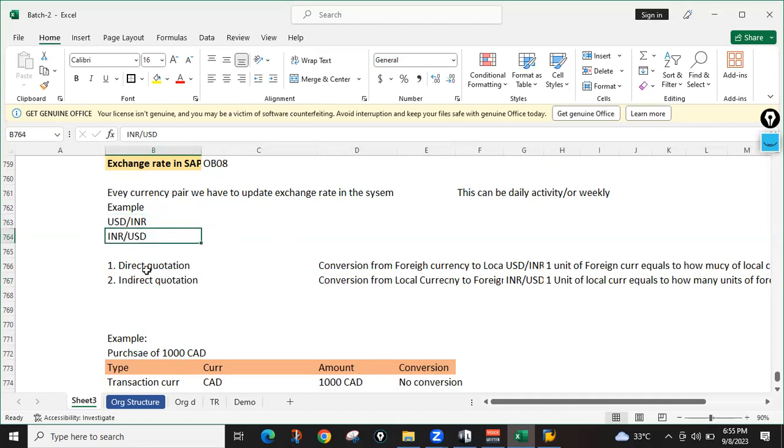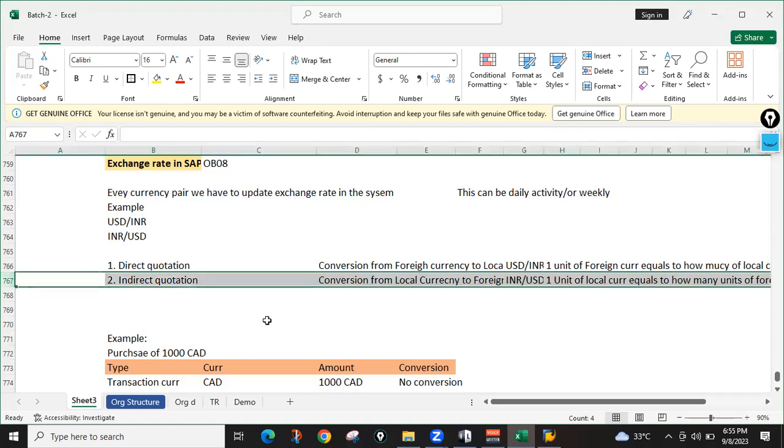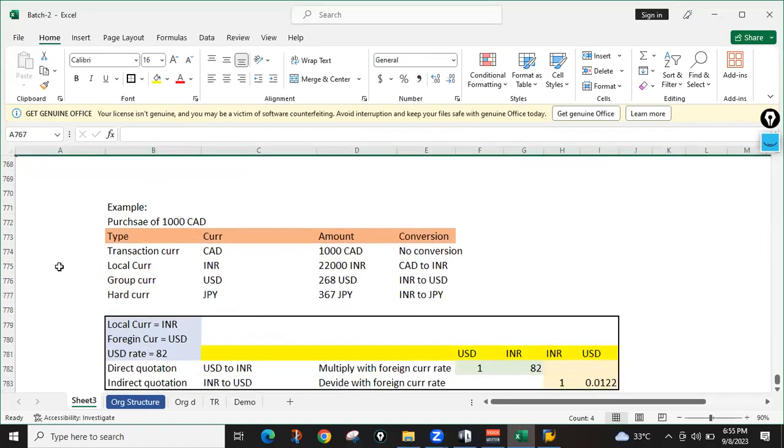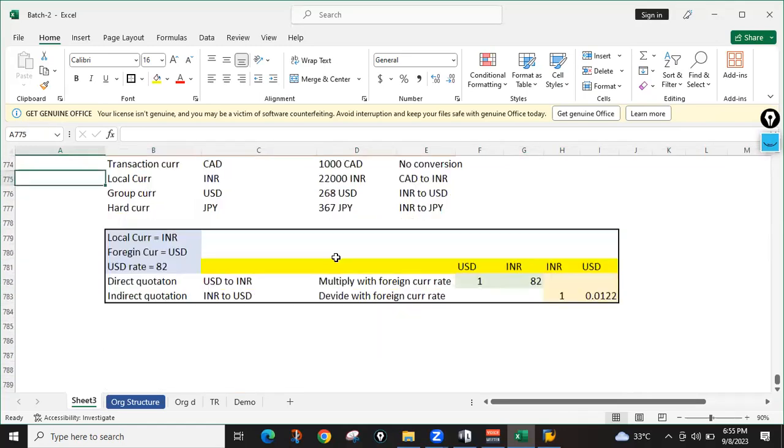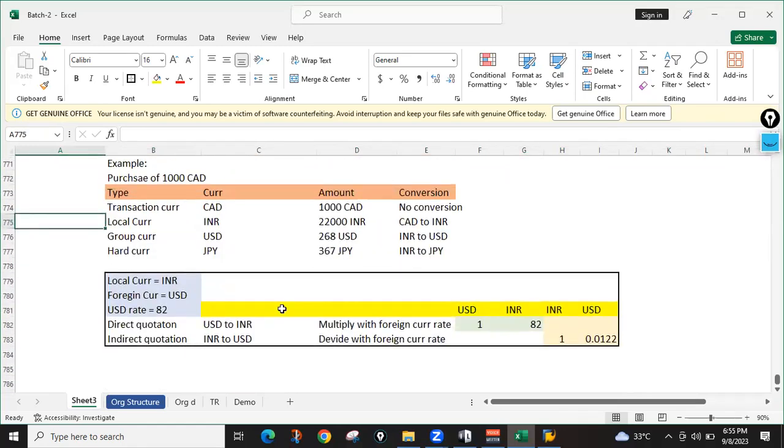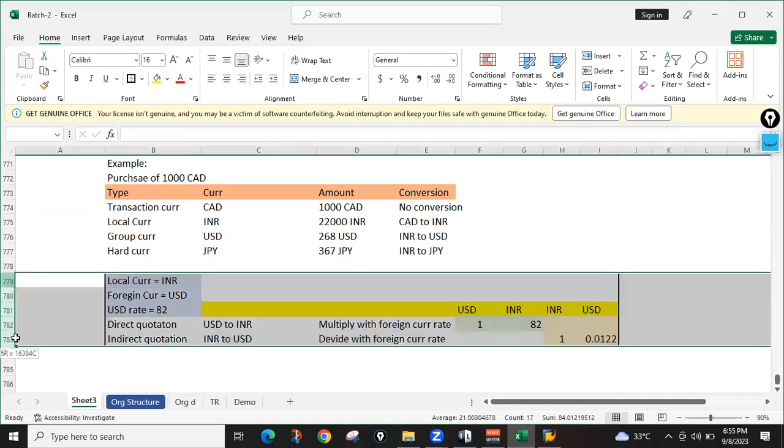And there are two different quotations. Direct quotation means you are converting from foreign currency to the local currency. Indirect quotation means you are converting from local currency to the foreign currency. Mostly only the indirect quotation is used. We took one example of how currency conversion happens, and then an example of how the exchange rate is maintained.